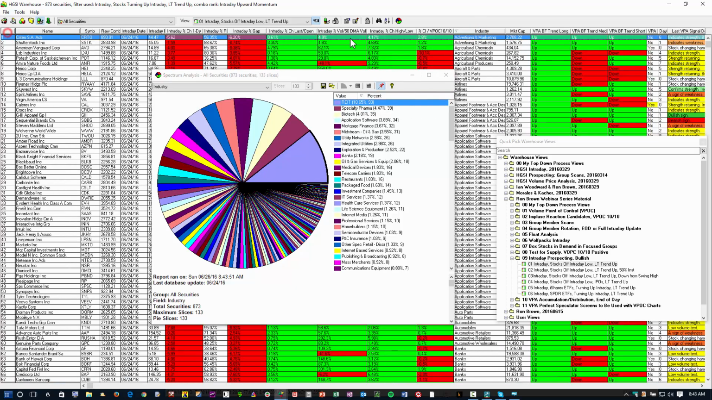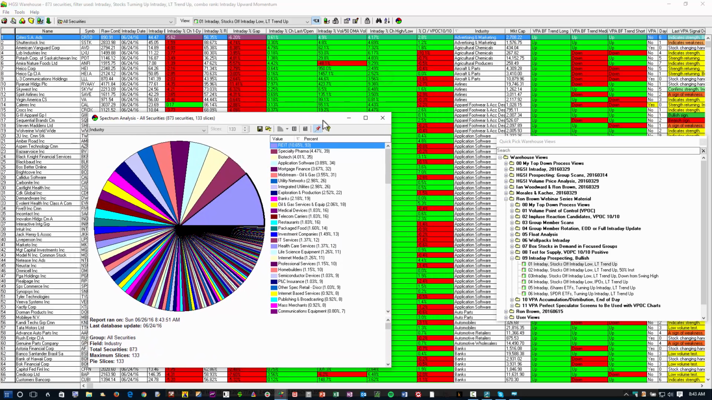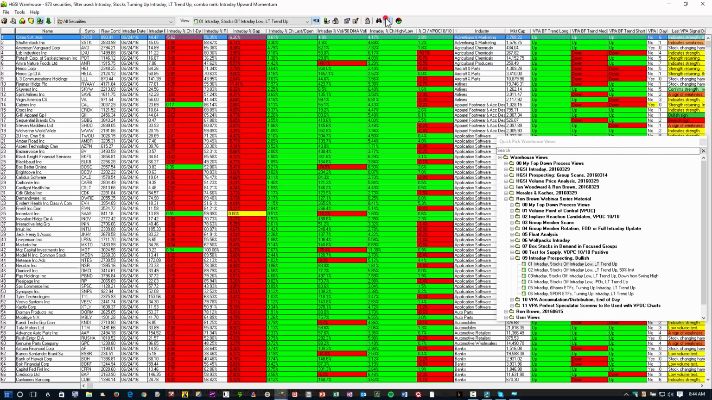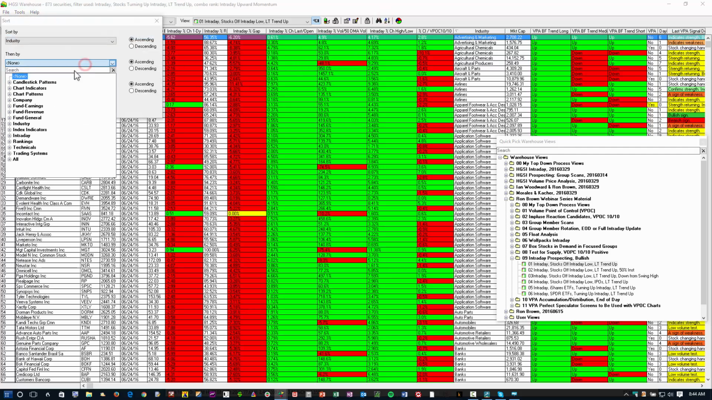I'm going to do a sort, and then going to do a secondary sort. Notice that you're getting search fields in here. I'll just type in intraday, and then what I'm looking for is the percentage change last divided by the open.